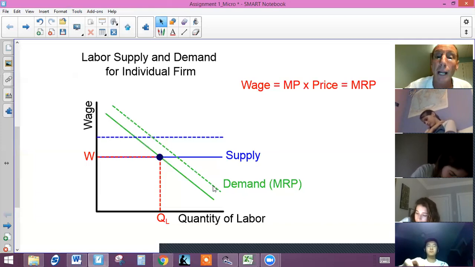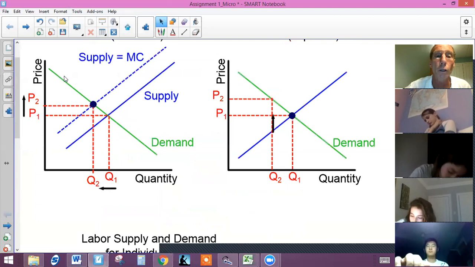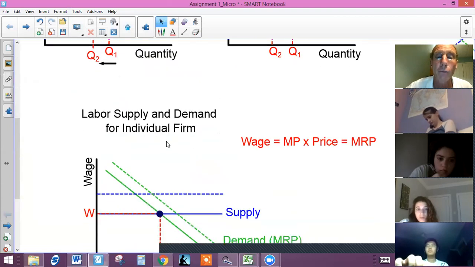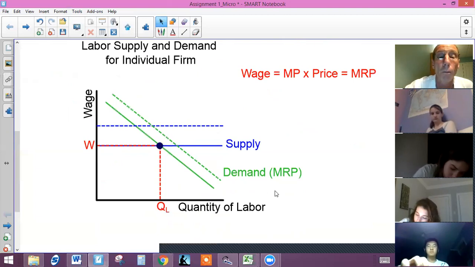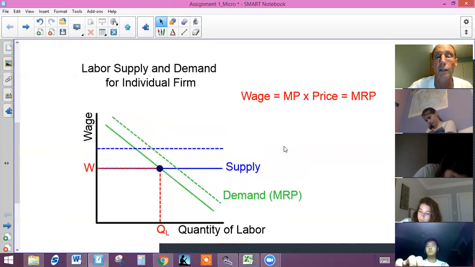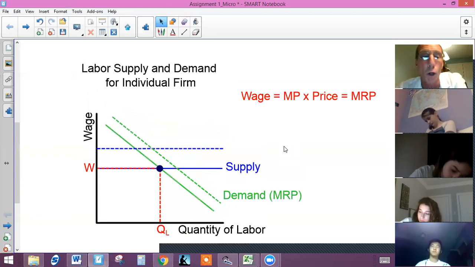Firms demand labor. Consumers up here are the ones who are demanding clothes, textiles. But in the labor market, firms are the demanders. They're the ones demanding labor. So the actual wage is the supply curve in labor. I know that sounds kind of weird, but take my word for it.